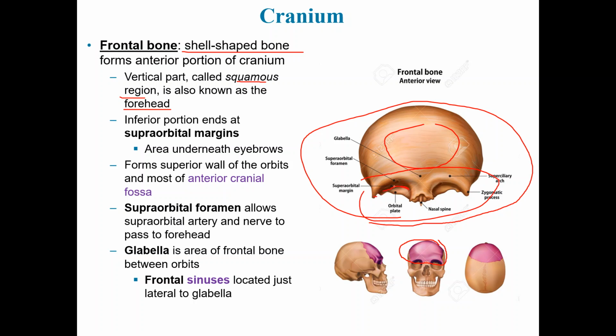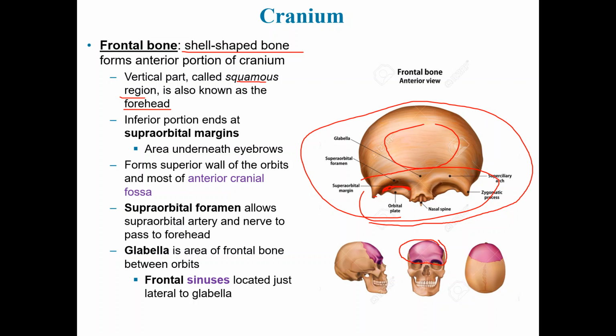supraorbital margins. Why supraorbital margins? Because these margins are part of the superior part of the orbital cavity. They actually contribute to the formation of the orbital cavity, and this also forms the superior wall of the orbits, of course. And most of the anterior cranial fossa is pretty much formed by this bone, as we saw before.